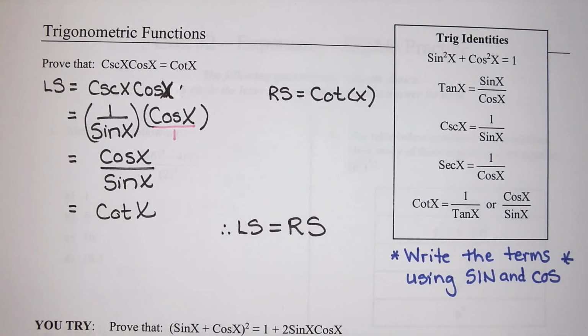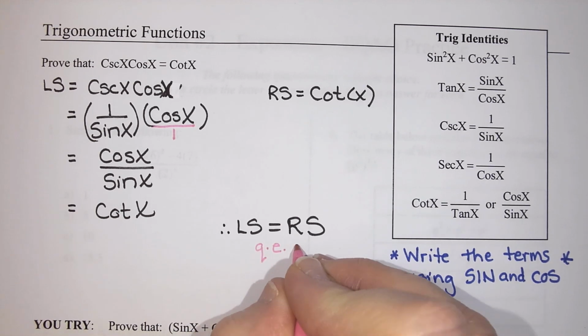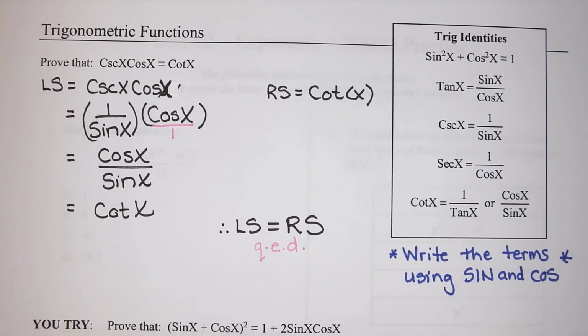If you want to add the QED, which is what we had to prove, do it. And if not, that's okay. You can just write left side equals right side. All right, and that does it for our very first trigonometric proof.